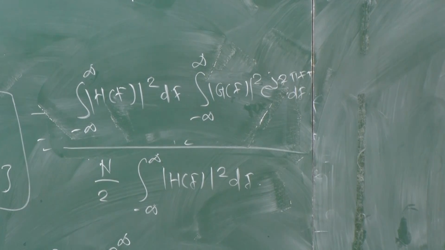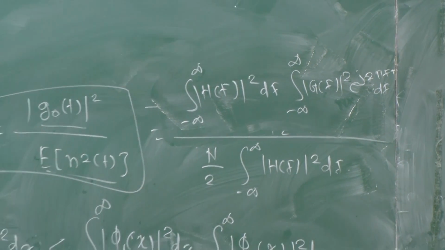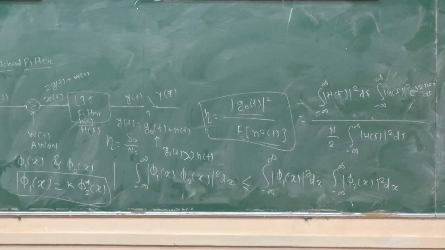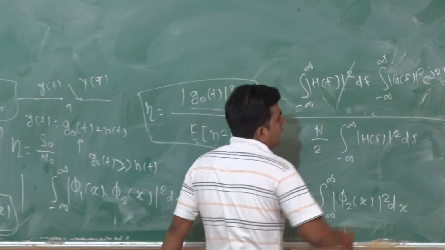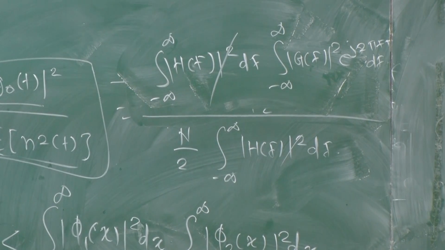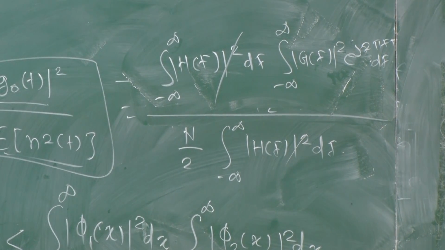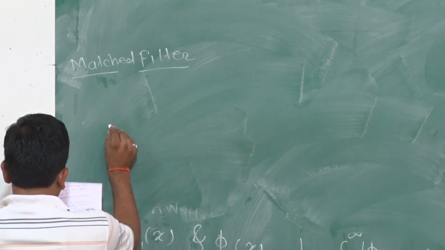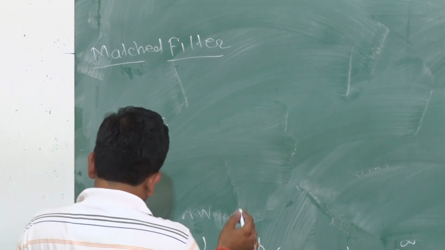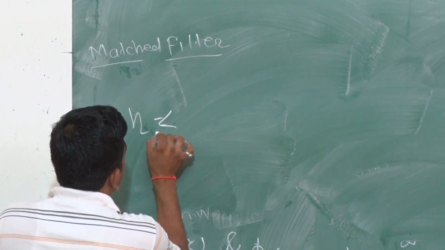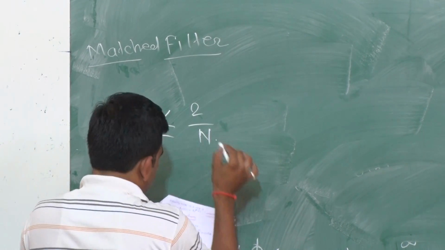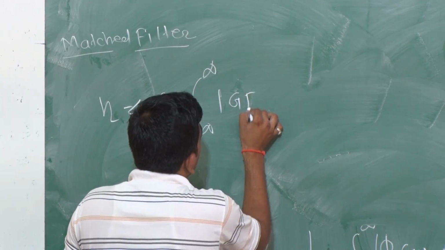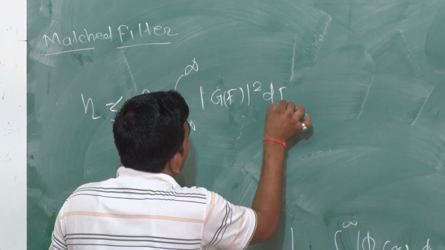When phi1 of x is equal to k into phi2 of x star, that is, its complex conjugate, and this condition is satisfied, then we can see that these two quantities get cancelled. So finally we will get the result, which is less than or equal to 2 by N integration over minus infinity to infinity mod of G of f square df.